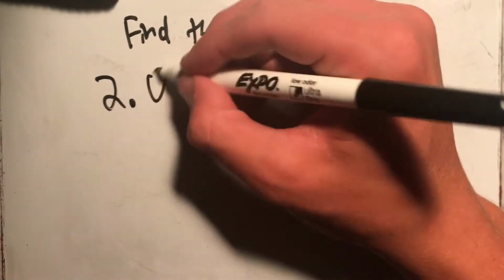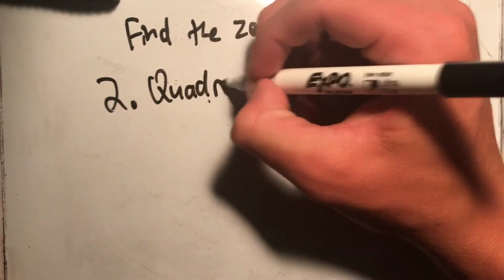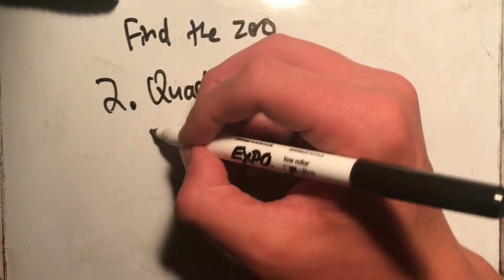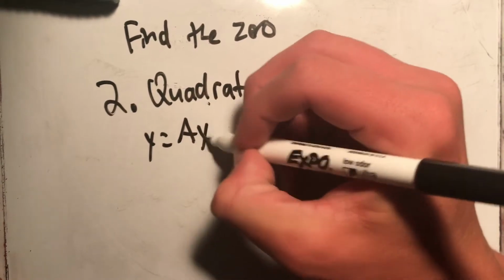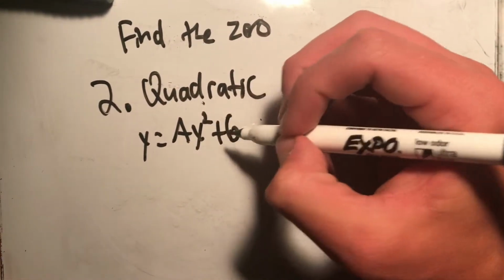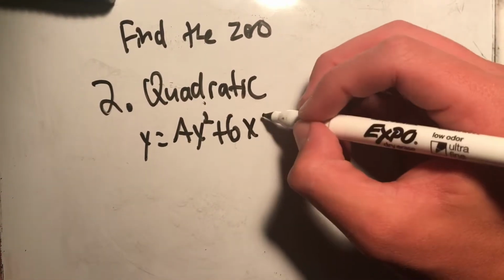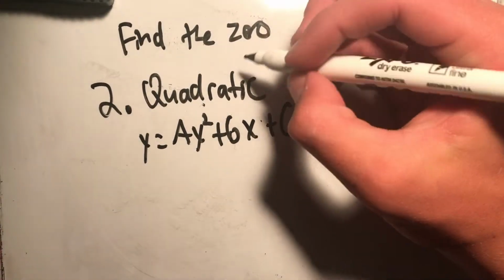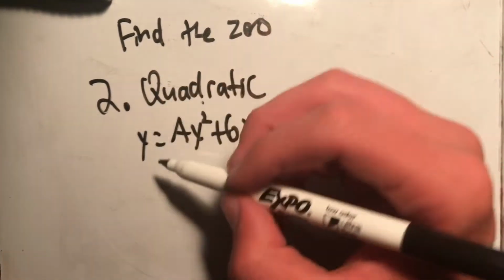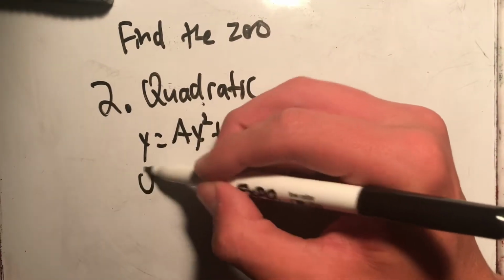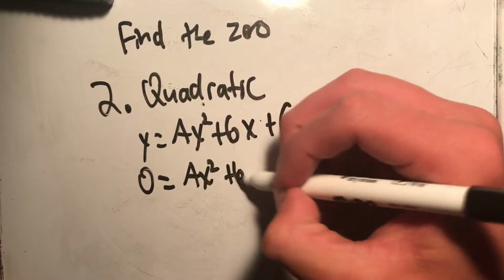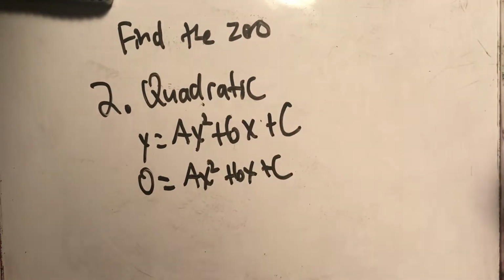Option 2 is to use the quadratic formula. So in standard form, we already have quadratic form within this equation. Since we're looking for when y equals 0, we'll set the equation equal to 0, and then we have all the information we need to form a quadratic.